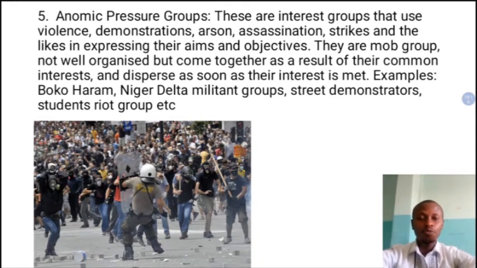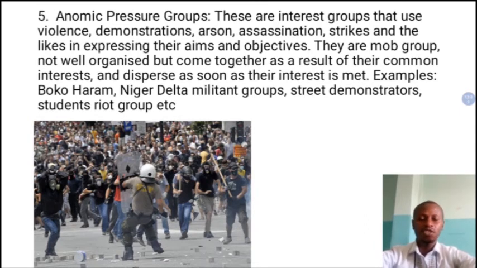So such a pressure group is called an anomic pressure group. It does not have an organized structure. You can't pinpoint and say, this one is the chairman, this one is the vice chairman, this one is the national secretary. No, it doesn't have such structure. It's a mob group. And they are not organized. That's why they destroy people's property, just to achieve their aim.